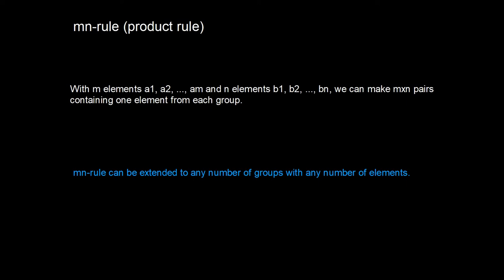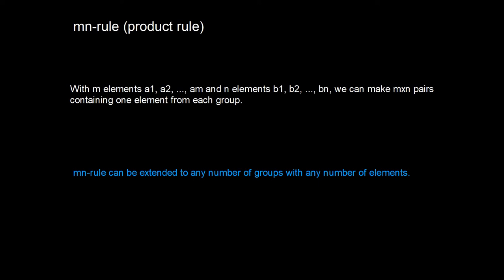This is a review video about the MN rule or the product rule. Quickly, just a reminder, if we have M elements, A1 until AM, and N elements, B1 until Bn, we can make M times N pairs containing one element from each group. This is the definition of class, so nothing new here.